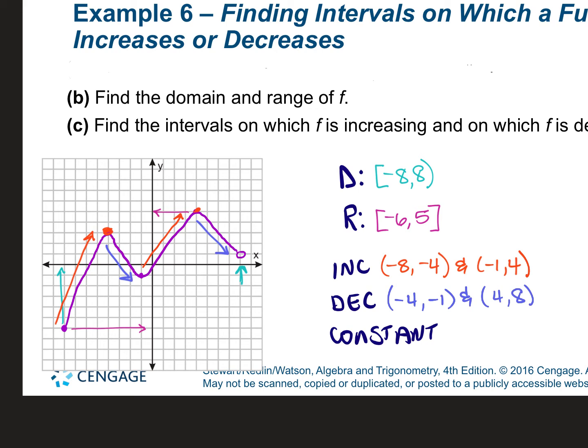For this line that was originally drawn on here before I drew all of these arrowed lines everywhere, is there any part of it that goes flat as a horizontal line? No, there isn't. So the constant is none.